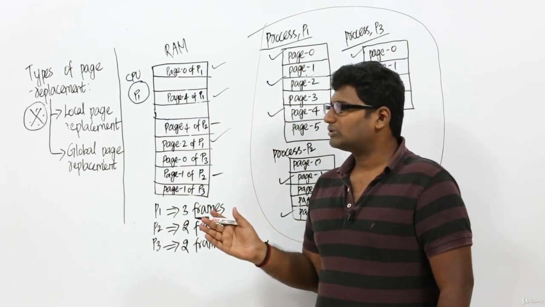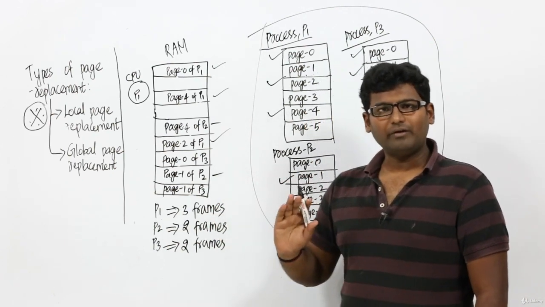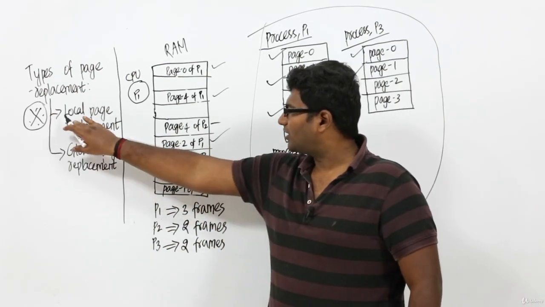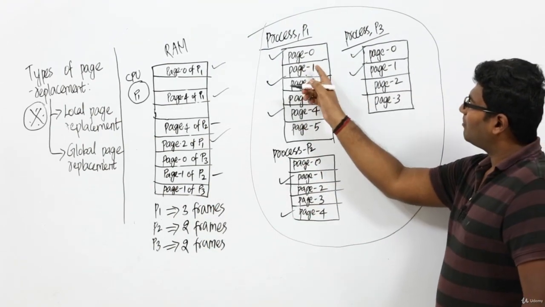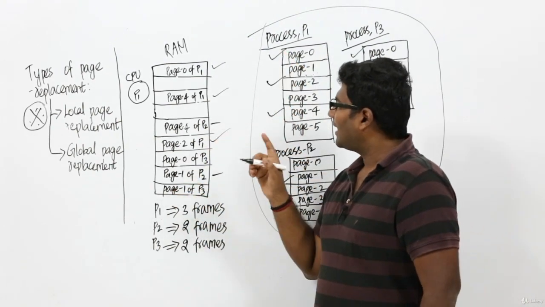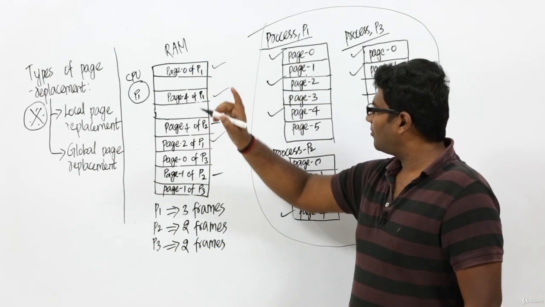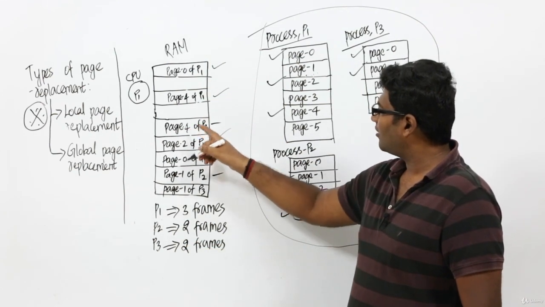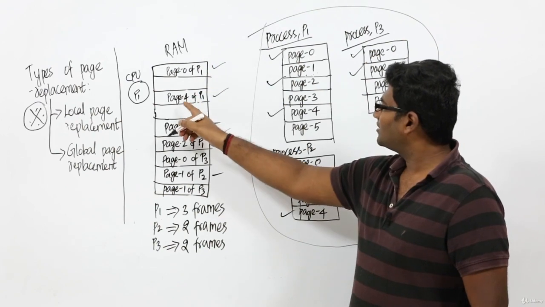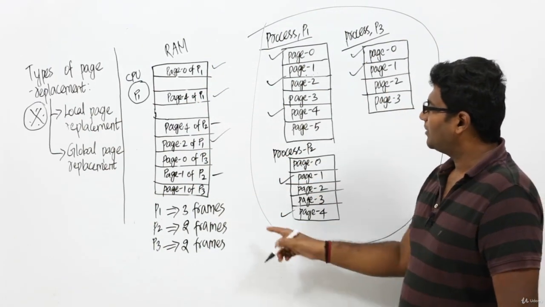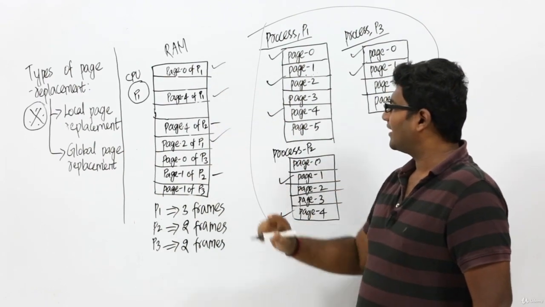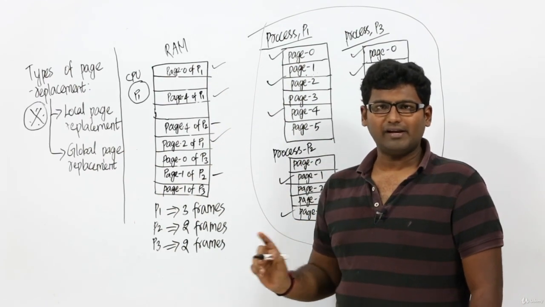So throughout this course, whatever I'm going to discuss, assume that we are using local page replacement, right? Which means in case page number 1 of P1 has to be moved into the RAM, I can replace page number 0 of P1 or page number 4 of P1 or page number 2 of P1. Because our process P1 has been allocated only these 3 frames, I cannot touch any other frame, right? Fine.